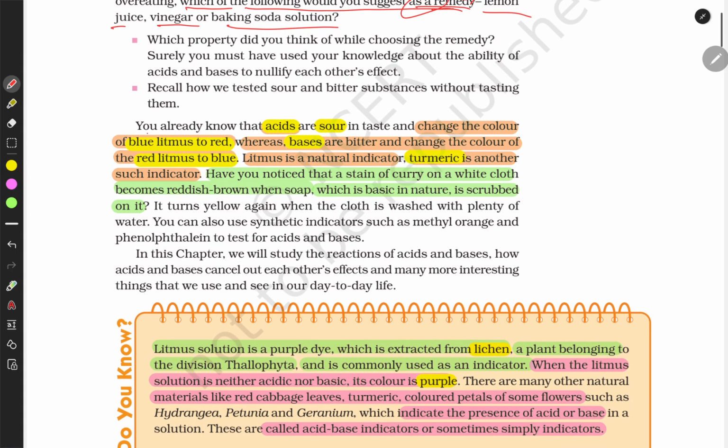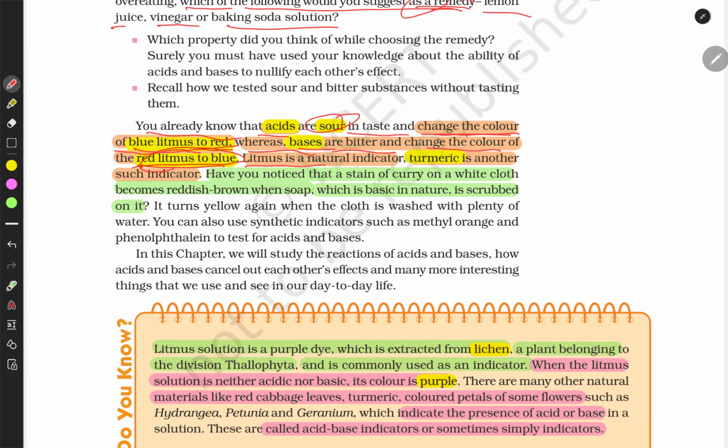You already know from the previous classes that acids are sour in taste and change the color of blue litmus to red, whereas bases are bitter and change the color of red litmus to blue. So acids change litmus from blue to red, and bases change it from red to blue.